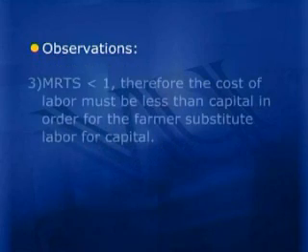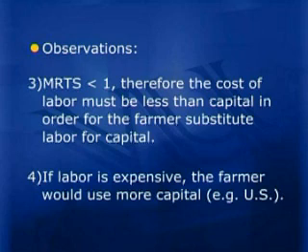Now when the marginal rate of technical substitution is less than 1, as is the case in our example, the cost of labor must be less than that of capital in order for the farmer to substitute labor for capital. Because when we move, we are going from 100 to 90. For 10 units, we are compensating by increasing labor from 500 to 760. So if labor is cheaper, we can substitute labor for capital, meaning we are putting in 260 units of labor and saving only 10 units of capital. Our marginal rate of technical substitution is less than 1, which reflects that we are substituting capital with more labor, and that is only possible when the cost of labor is less.